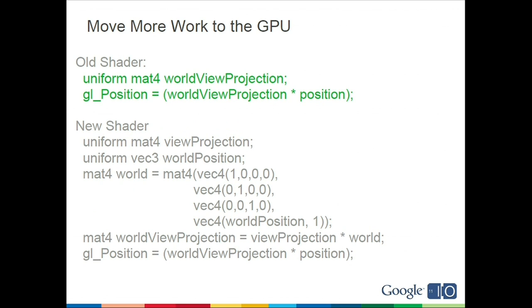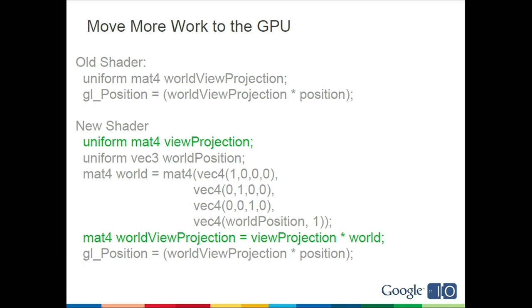And this is how we change the GPU or the vertex shader. So the old vertex shader was multiplying by the world view projection that we're passing in. The new vertex shader, well, we're only passing in world position. This is the code that will build a world matrix, and instead we're going to pass in view projection.